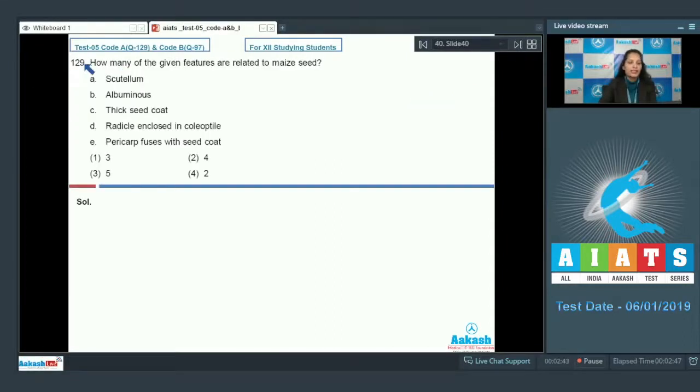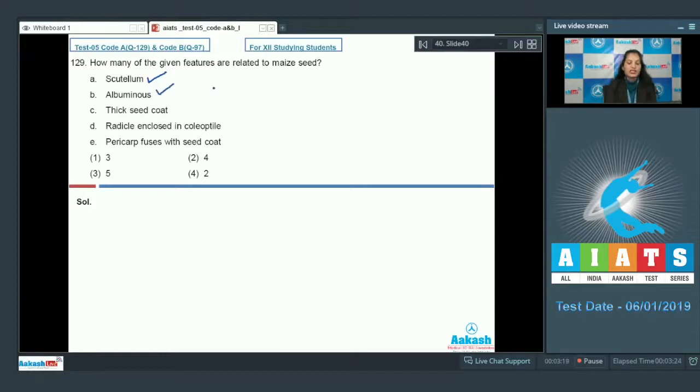Question number 129. How many of the given features are related to maize seed? A. Scutellum. B. Albuminous. C. Thick seed coat. D. Radicle enclosed in coleoptile. E. Pericarp fuses with seed coat. First option 3, second 4, third 5, fourth 2. You know that maize seed is a monocotyledonous seed. Now, does it have scutellum? Yes, it has a single cotyledon which is large and shield-shaped, called scutellum.